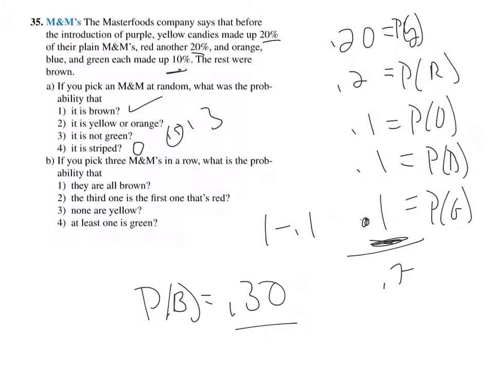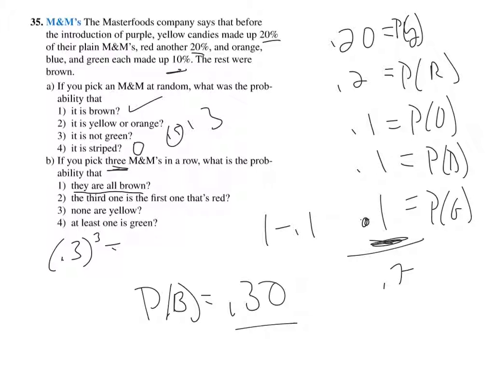So now for B, we're doing multiples, and we have a large number of M&Ms, so we're not worried about anything being dependent. We'll assume that taking an M&M out doesn't change the overall probabilities, because there are so many M&Ms it doesn't matter. So all brown. Well, for each M&M, we know there's a 30% probability of being brown, so I'm just going to raise 0.3 to the third power because I'm picking out 3 M&Ms.